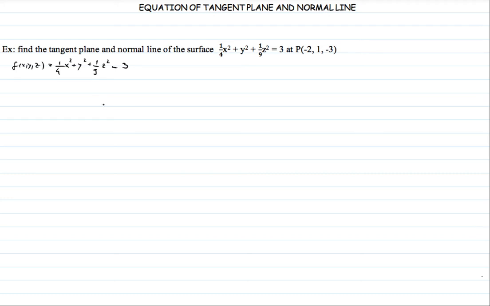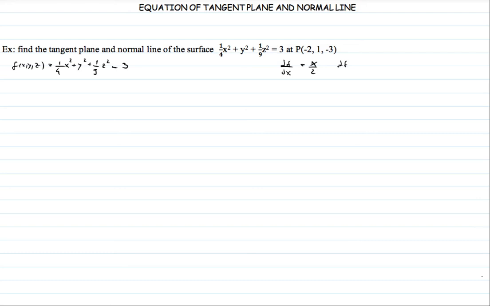The first thing we have to remember is that when we want to find the tangent plane and normal line of a surface, we are going to have to find the partial derivative of this function with respect to x, with respect to y and with respect to z. We always find these aside. So we are going to have del f by del x, which is the partial derivative of this function with respect to x, and you only have the term which has x. Because this is the power rule, we're going to have 2x by 4, which is equal to x by 2.